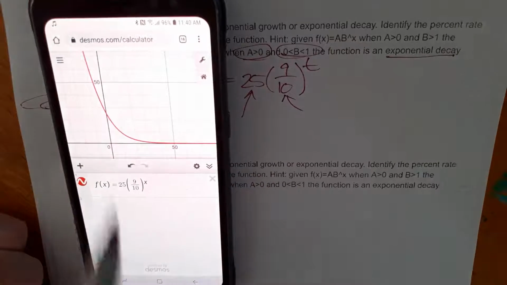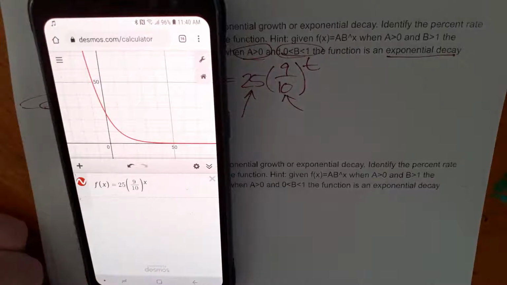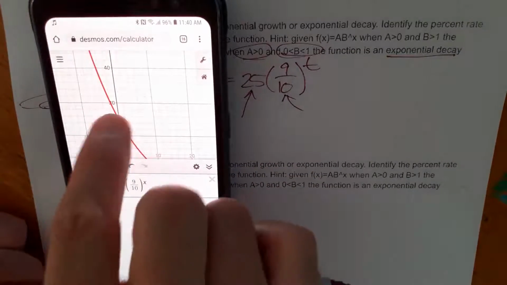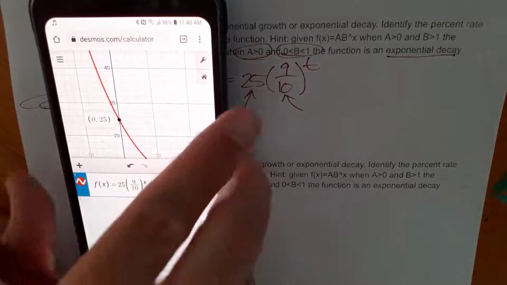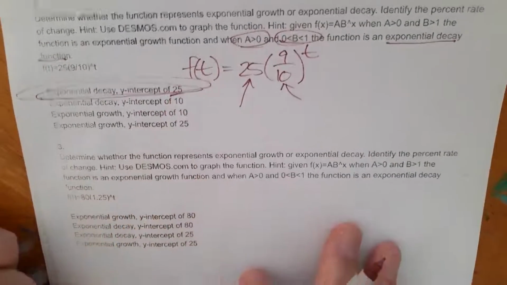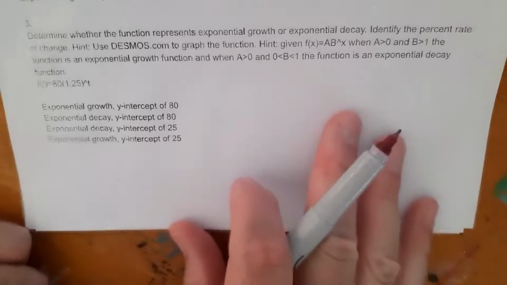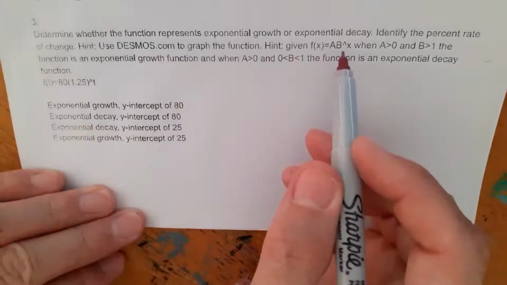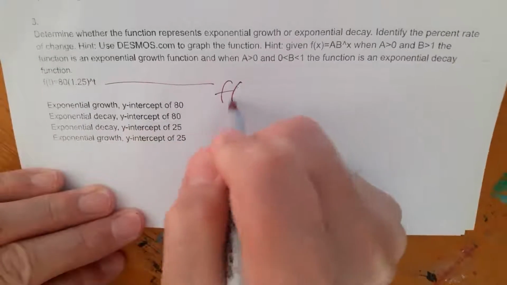So notice it's the exponential decay, which is a shrinking function, right? And notice where it crosses the y-axis right here. Let's click it: 0, 25, right? So that matches up with exponential decay, y-intercept of 25. There we go.